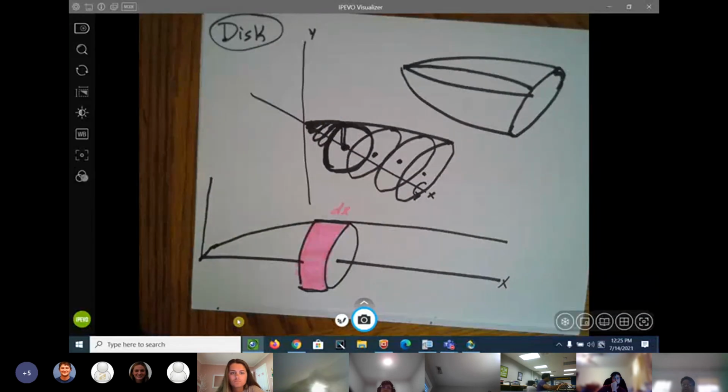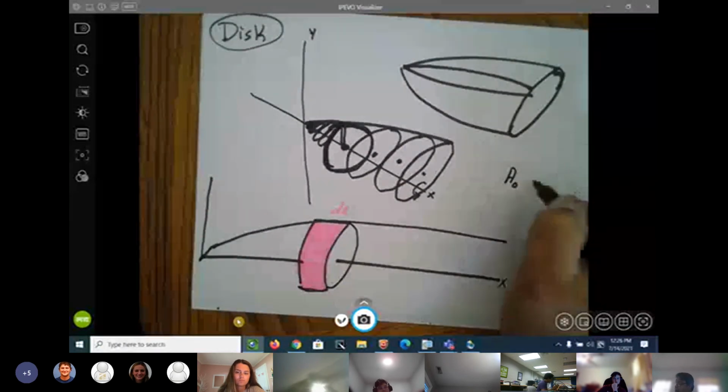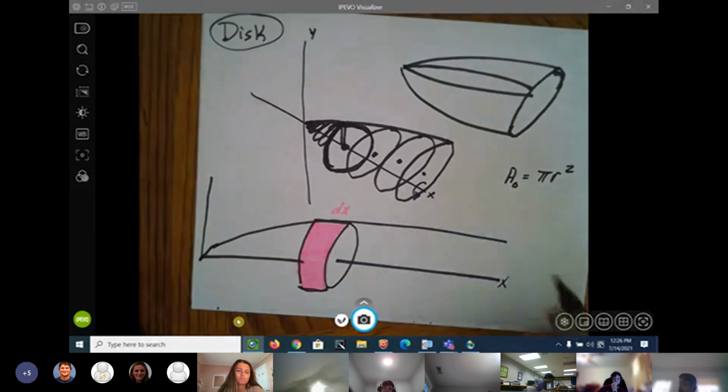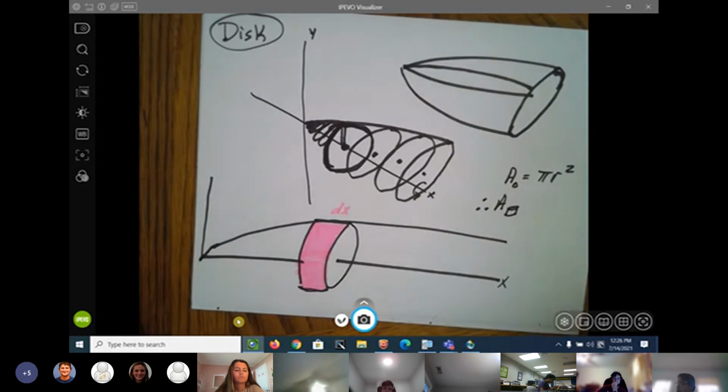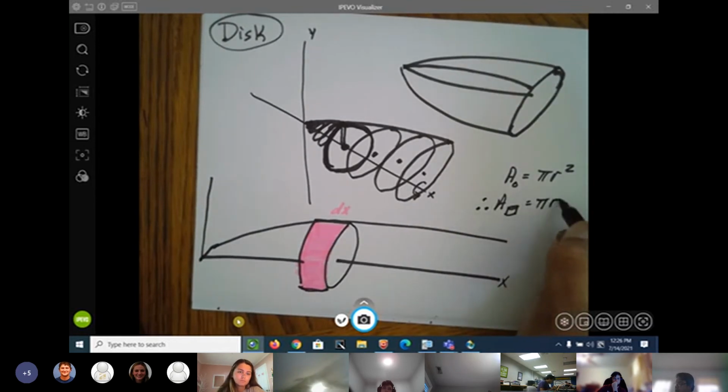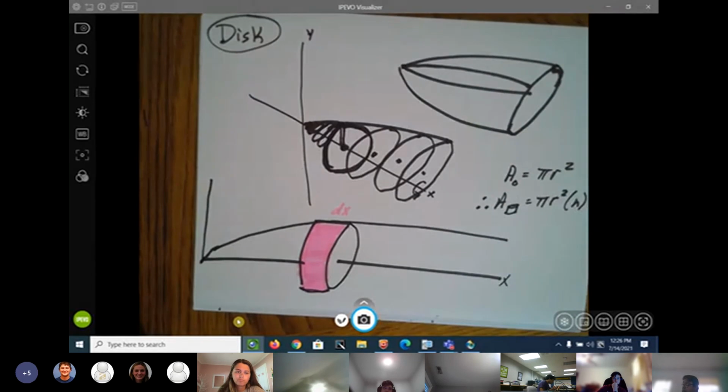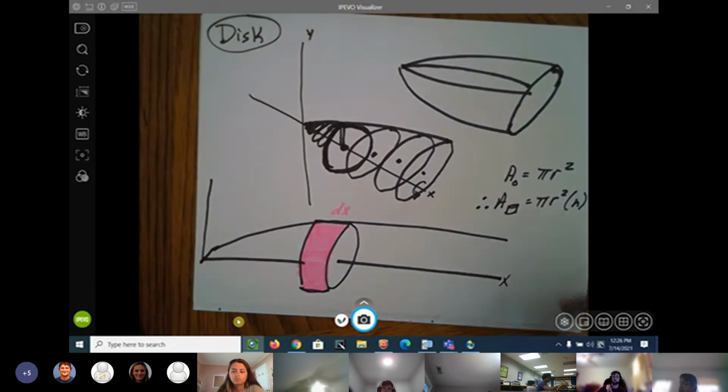And somebody tell me how to find the volume of a disc. It's the surface area times the height, isn't it? Yes, Hubert. So the area of a circle is equal to pi r squared. Therefore, the volume of a cylinder is equal to pi r squared times the height. Everybody with me? Yes. So we're going to be using this.